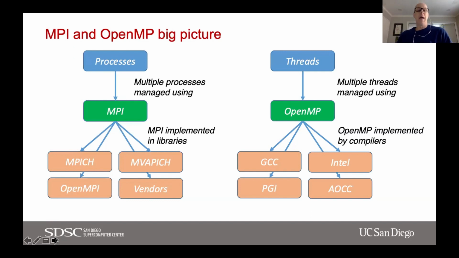So the big picture, MPI and OpenMP. On the left, we talk about processes and MPI. Multiple processes are managed using MPI, and MPI is implemented in libraries. So if you're building an MPI application, you just need to link the appropriate library: MPICH, MVAPICH, OpenMPI, or a vendor implementation.